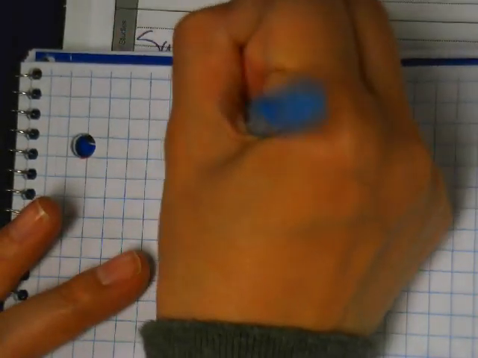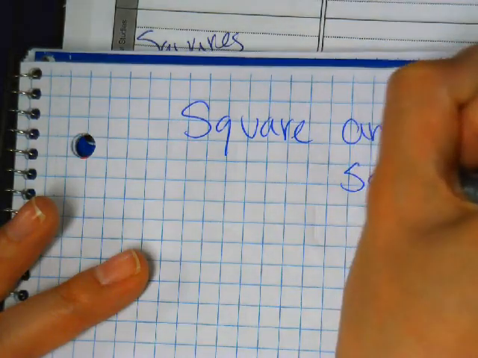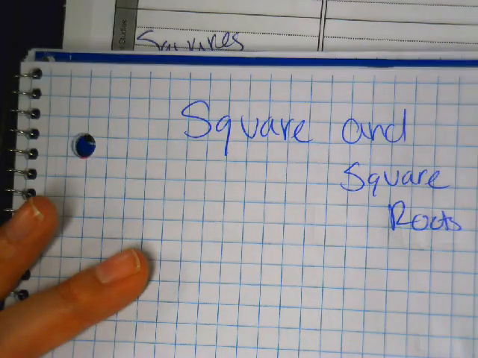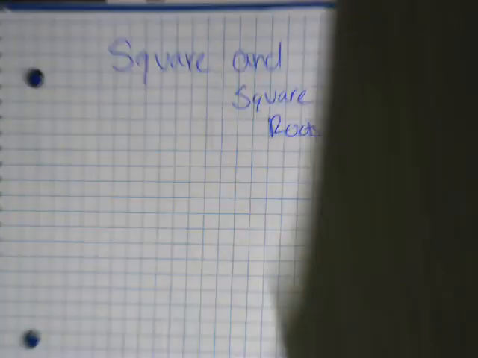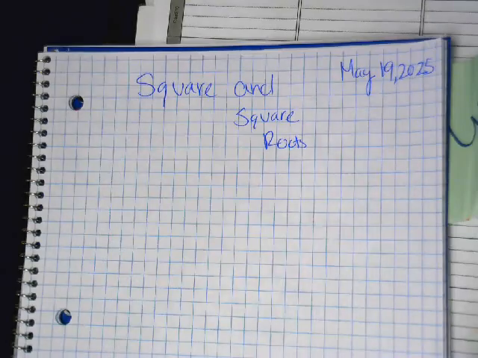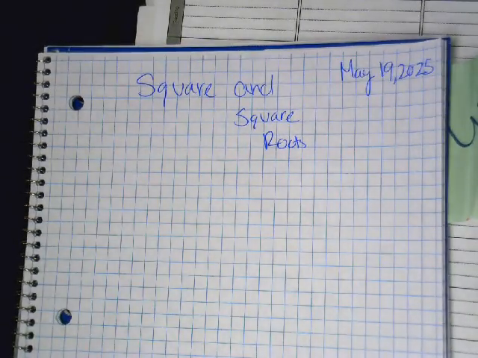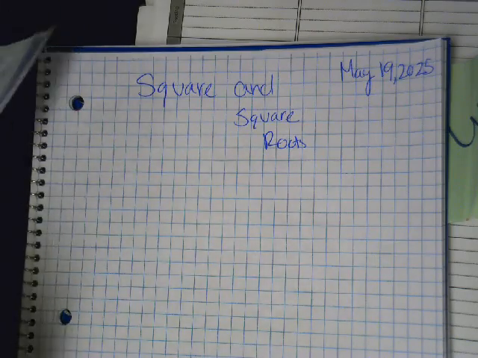Okay? So I'm going to title that Squares and Square Roots. And today is May 19th. Squares and square roots. Now what we're going to do is create a multiplication table that's going to have the answers that you need for the next week. So we're going to have like a multiplication table, just like I said.